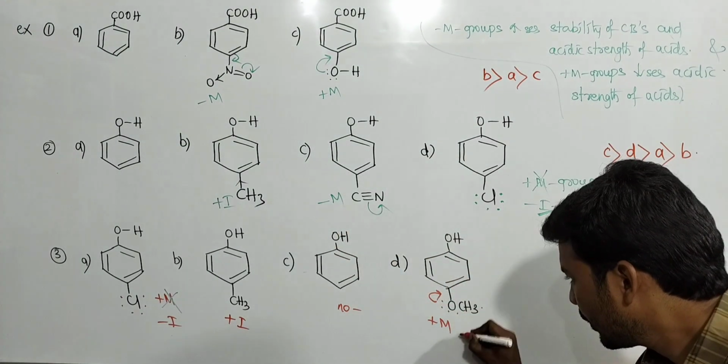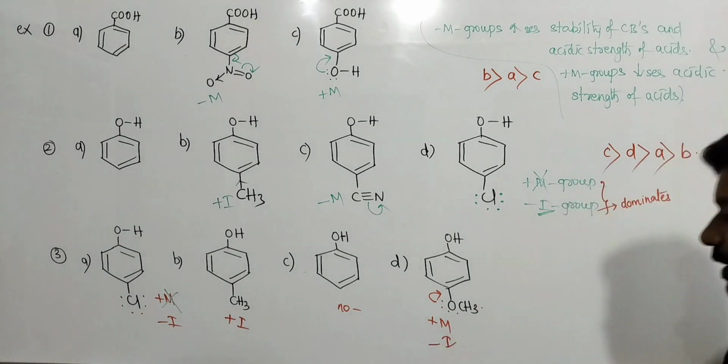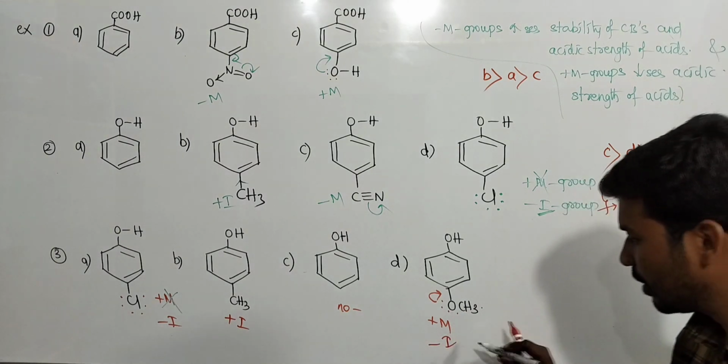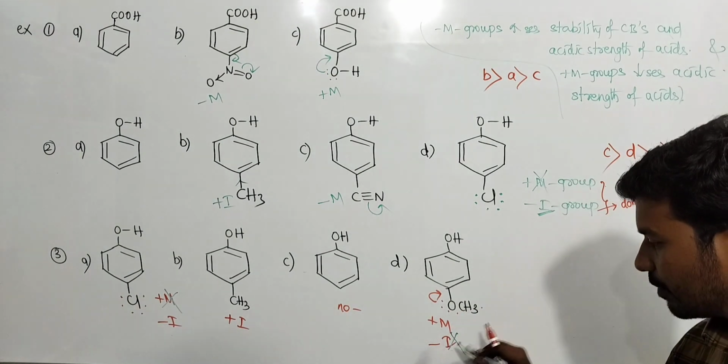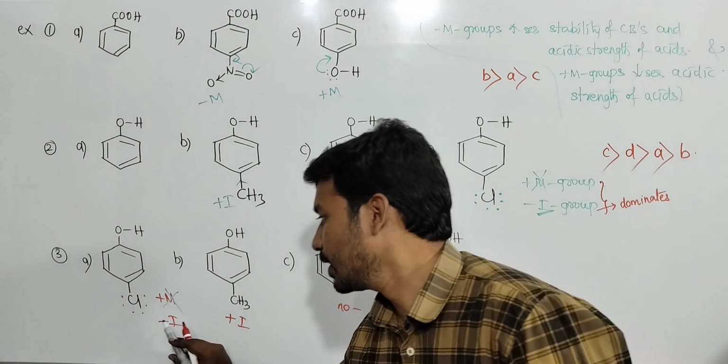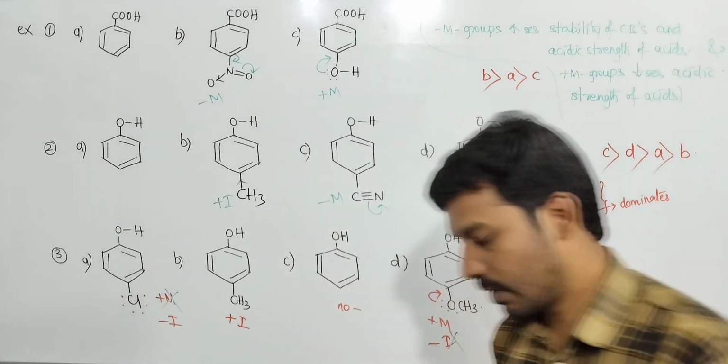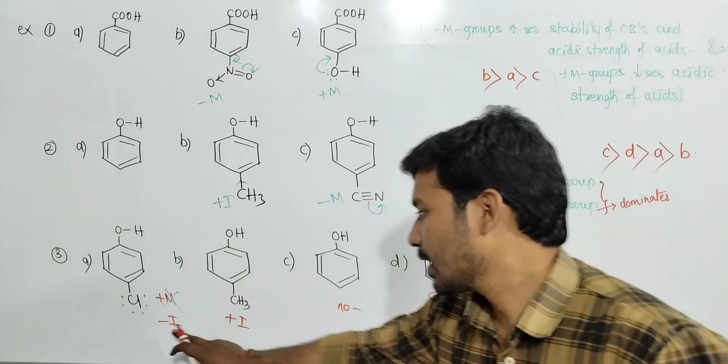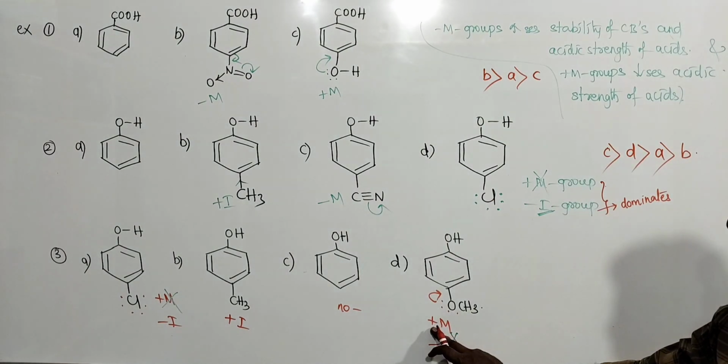This is which group? Minus I group. Methoxy group is minus I group. But here which is dominated? Mesomeric effect dominated over inductive effect. For halogen, inductive effect dominated over mesomeric effect. Consider it as minus I group, it as plus M group.